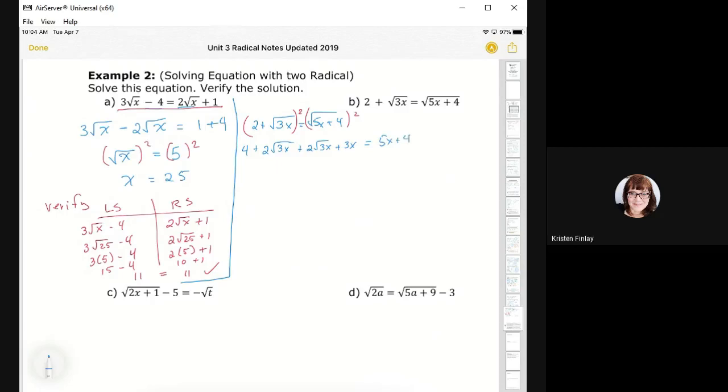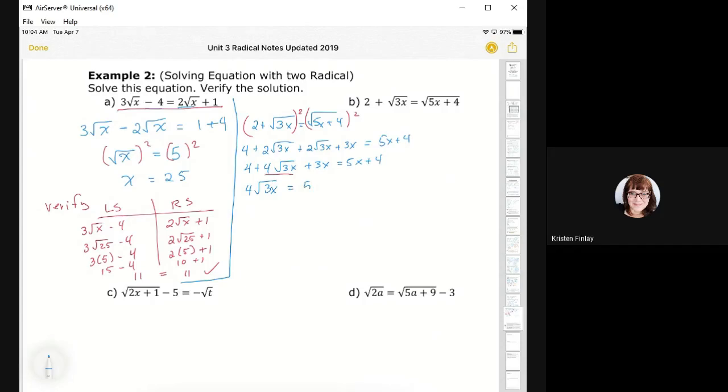Now, I'm going to combine my like terms and rearrange to get to a closer place to solve. So on this side, I have 4 plus 4 root 3x plus 3x equals 5x plus 4. So I'm going to move everything except for the radical. So everything except for this term, I'm going to move over to the other side.